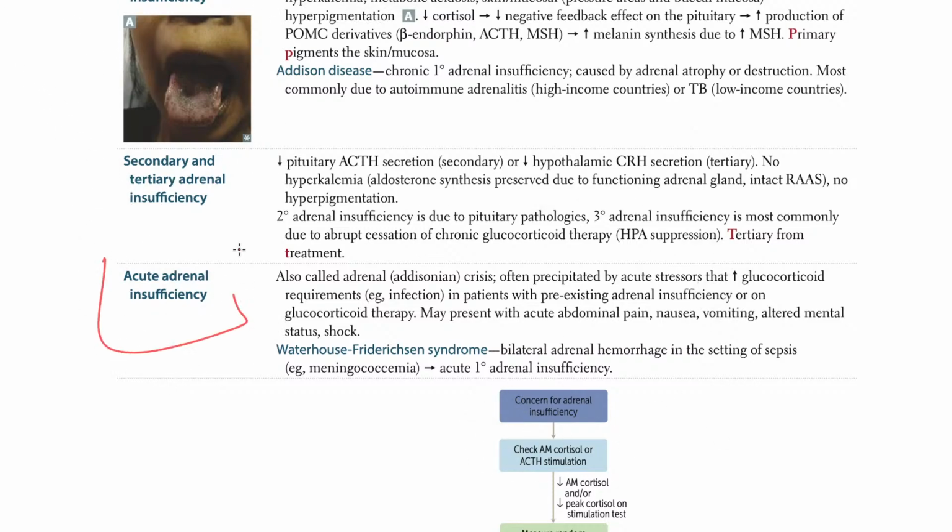Let's take a look at acute adrenal insufficiency, also called adrenal crisis or Addisonian crisis. Do not mix this with Addison disease, which is chronic primary adrenal insufficiency. Addisonian crisis, adrenal crisis, that is what's called acute. And here, this is chronic.